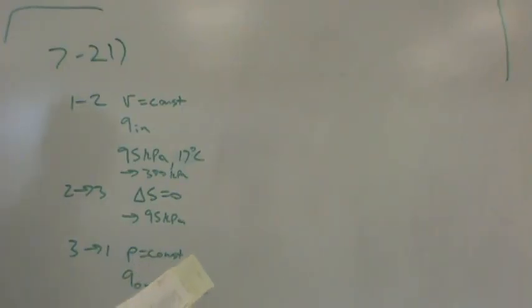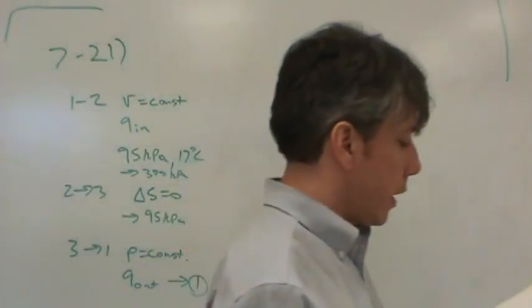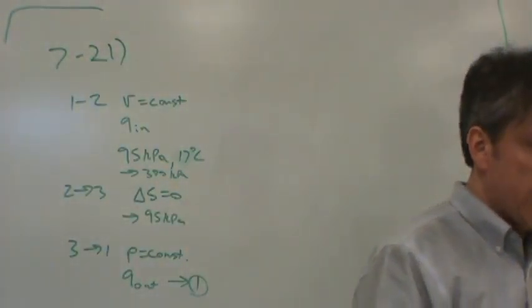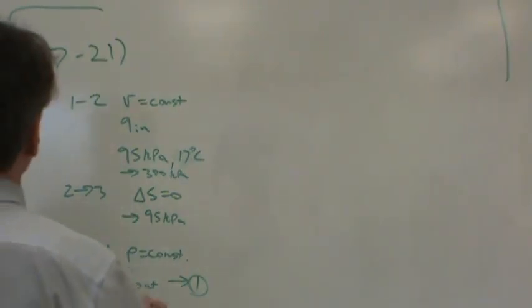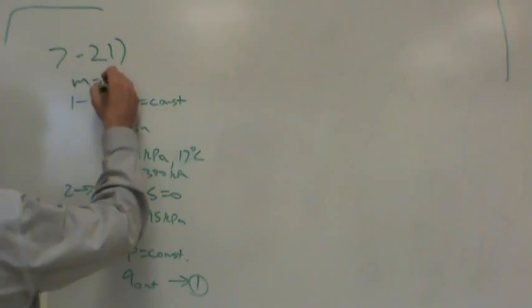We're supposed to show the cycle in PV and TS diagrams, calculate the net work per cycle in kilojoules, and determine the thermal efficiency. They didn't seem to give us much information to go on, did they? Well, it's actually enough.